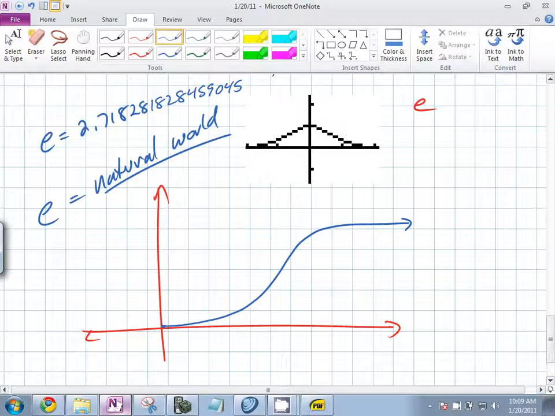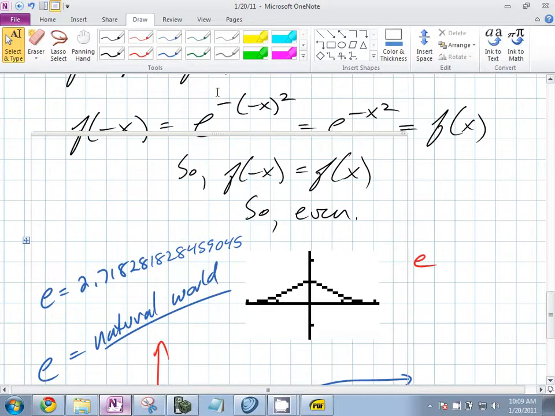We'll talk about where it comes from later. That's not important right now. You're not going to get tested on it. But the point is, E is a number, so this is what the graph looks like.